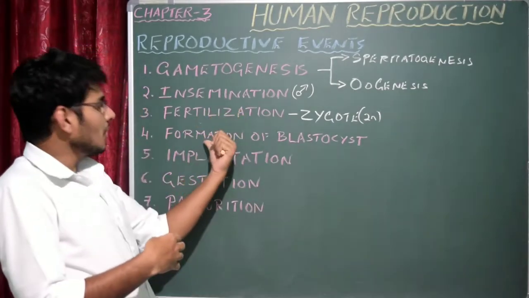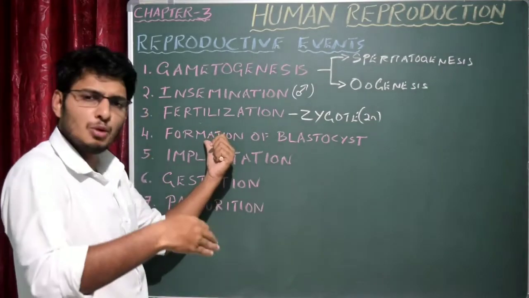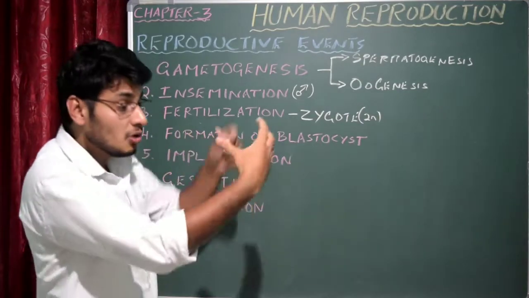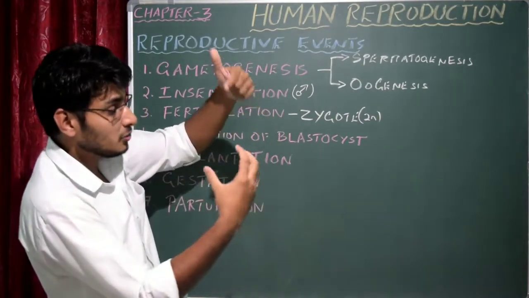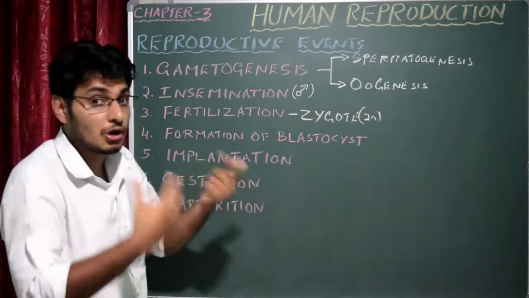The zygote undergoes continuous mitotic cell division within the fallopian tube, and it rolls towards the uterus, because the uterus is the site where implantation, or attachment, of this completely developed embryo takes place. We call it pregnancy.